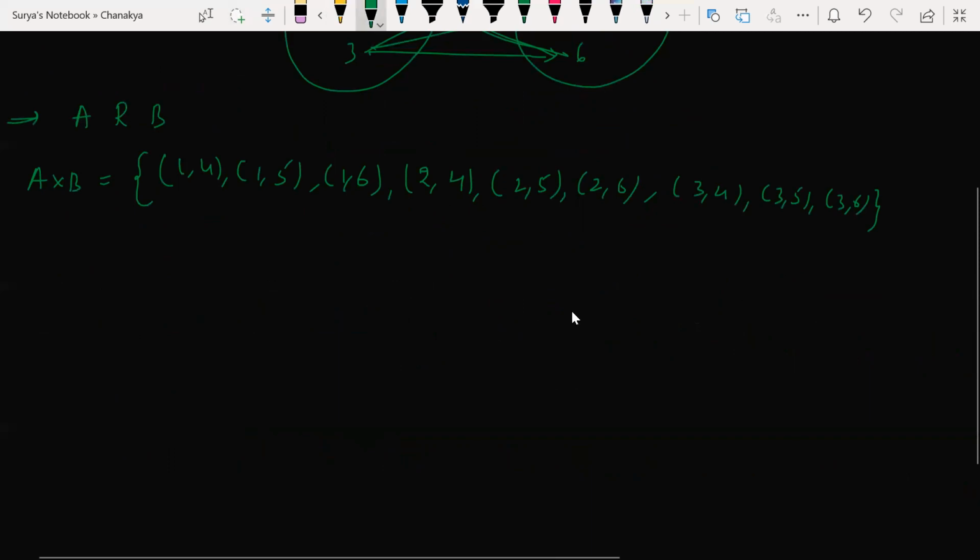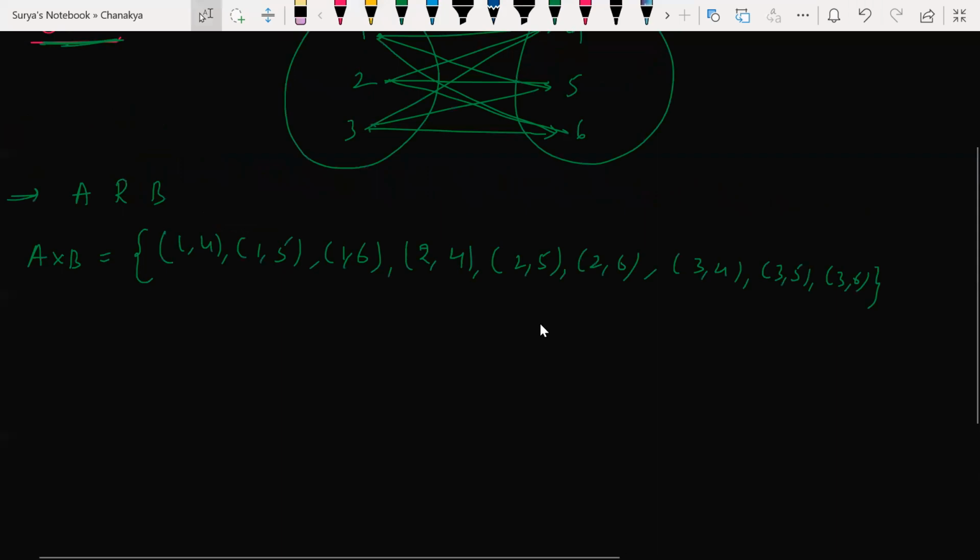What is A cross B? How do you define A cross B here? Set of all possible relations from elements of set A to elements of set B. That is how you define it. I'm not writing the theoretical definition, but you just have an idea what that is. Okay. A cross B. This is how you write.